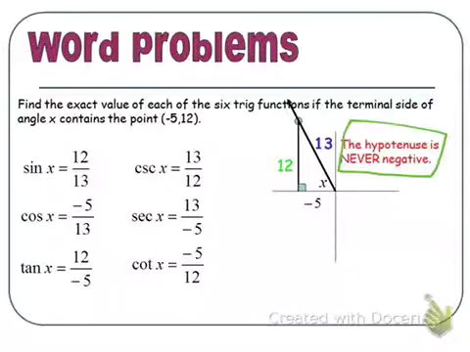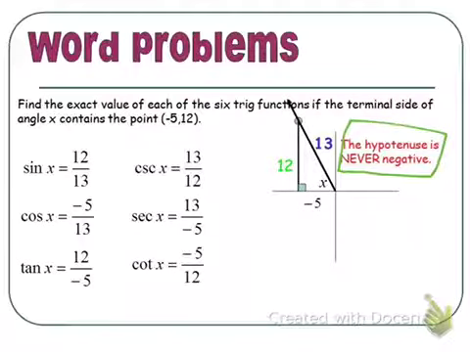What's another observation? What's different about these values than the values in the previous problem? The values in the previous problem were all what? Positive. So in the first quadrant, that's always going to be true. All the trig ratios are positive in the first quadrant. Only the sine is positive in the second quadrant.